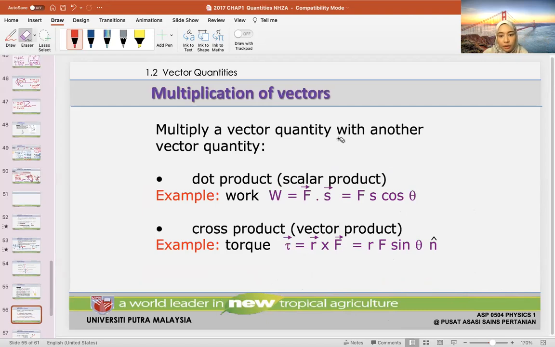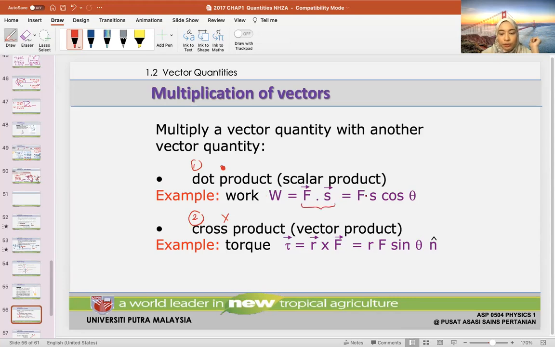Alright, so multiply a vector quantity with another vector quantity. Okay, so we have two types of multiplication. One is called dot product and the other is called cross product. Dot product, the symbol is a dot. Cross product, the symbol is an X. So here you have vector F dot product with S, displacement. Vector F dot product with S. So force dot product with displacement.